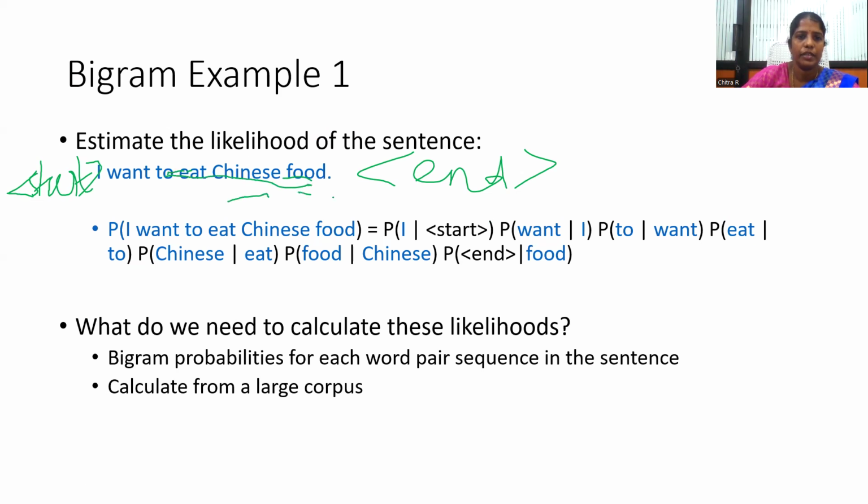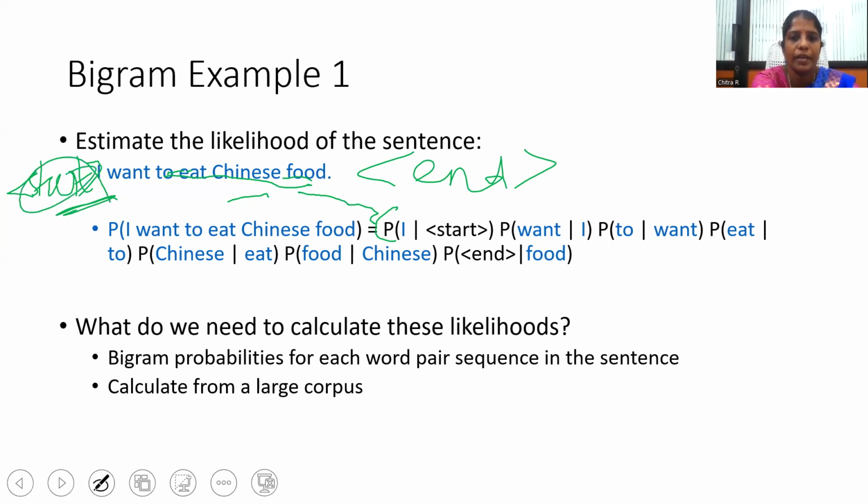So the probability of I want to eat Chinese food. Here I have added the start symbol and the end symbol. First take the first two: the second word divided by the first word. Probability of I divided by the start symbol. Then probability of want divided by I. Second and third symbols, I have taken want divided by I.